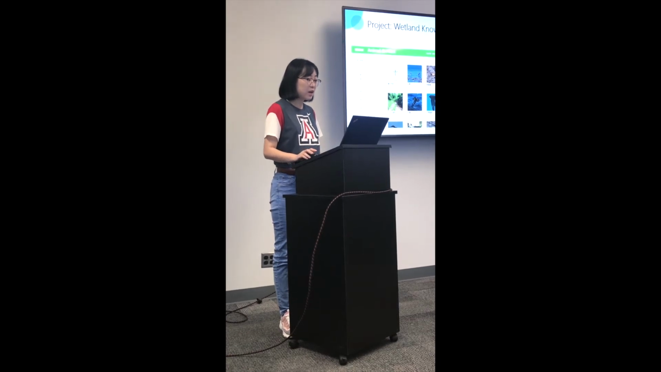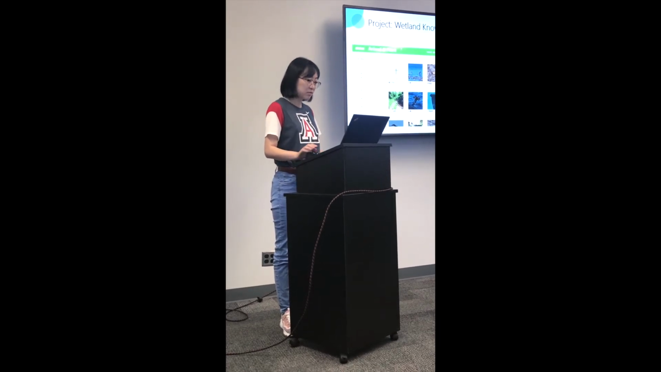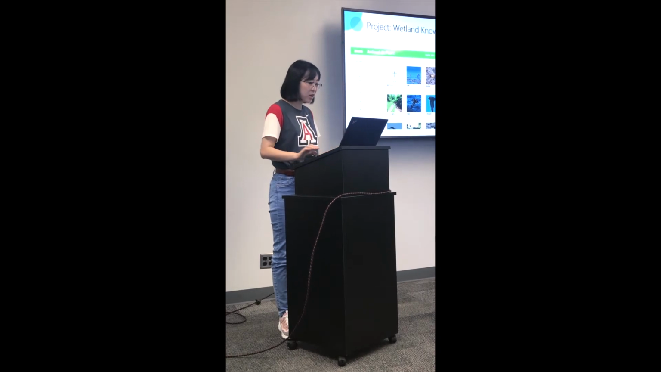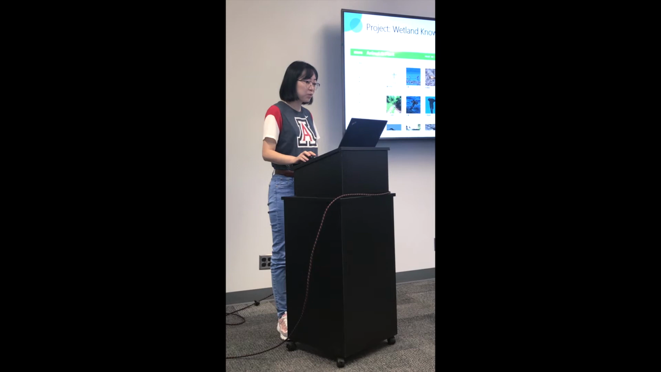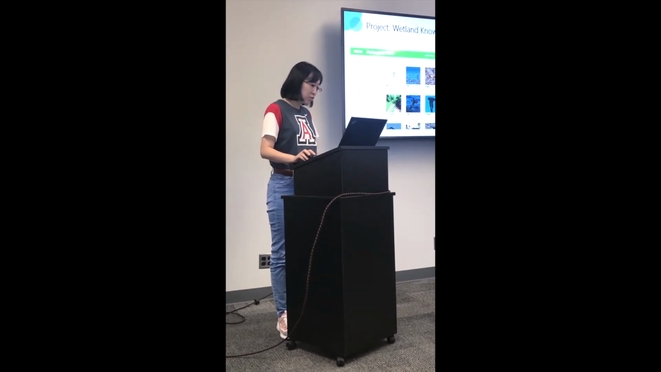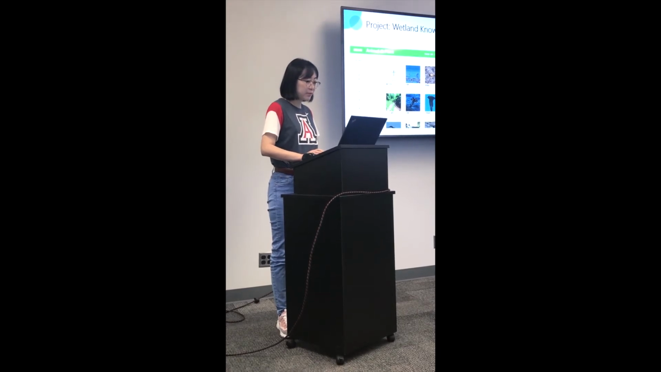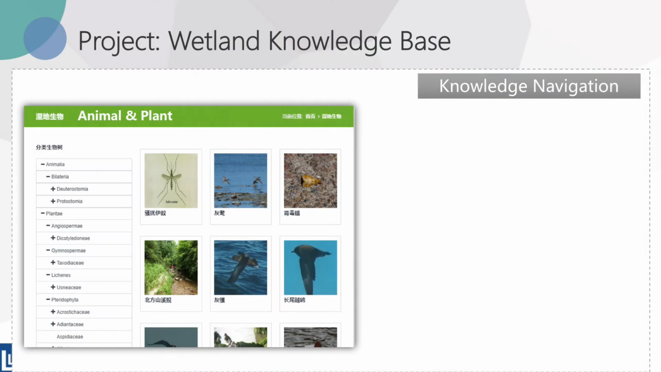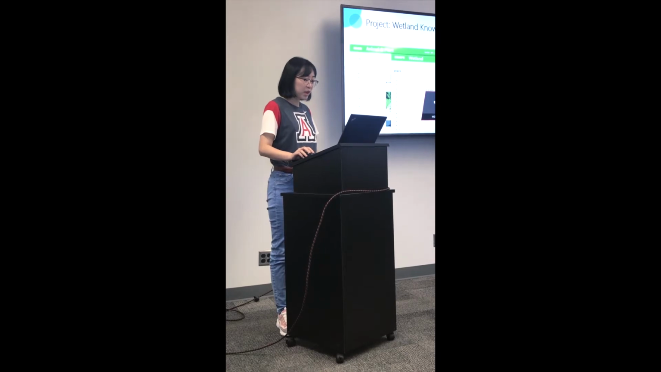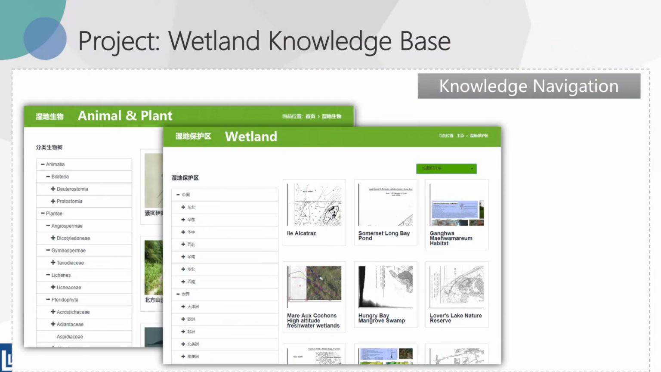We can see the animals and the plants on this page, and on the left is the taxonomy of the animals and all the plants. If we click the tree, we can find more specific species. And this is navigation from the wetland. On the left is the location of the wetland. It can also be displayed like a tree.